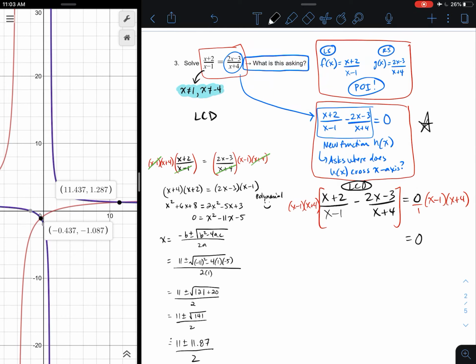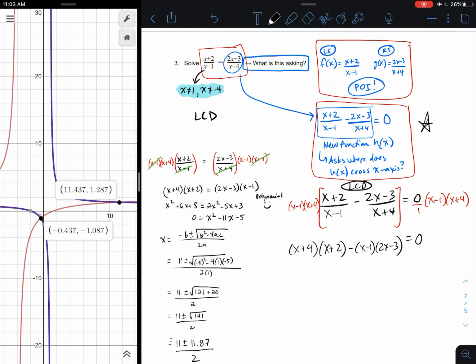And on the left, I have both of these terms need to be multiplied by the x minus 1 and the x plus 4. So in the first expression, the x minus 1 and the x minus 1 cancel out, and I'm left with x plus 4 times x plus 2. And in the second expression, the x plus 4 and the x plus 4 cancel out, and I'm left with x minus 1 times 2x minus 3.